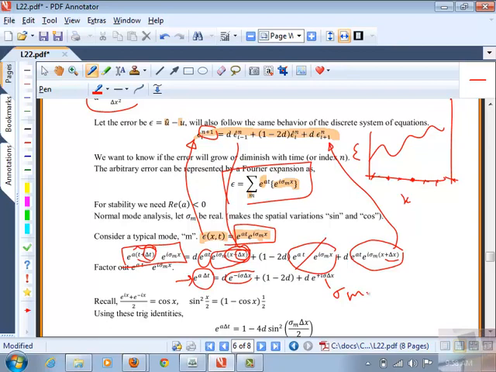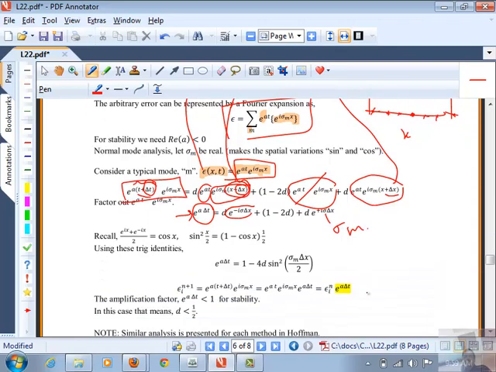With every delta t, if A is negative, then you have a stable system. If A is positive, then you have an unstable system. Okay. And we recall two more trigonometric expressions: e to the power ix plus e to the power minus ix over 2 is cos x, and sine square x over 2 is 1 half times 1 minus cos x. So using these trig identities, you can simplify that equation. And this is your amplification factor.